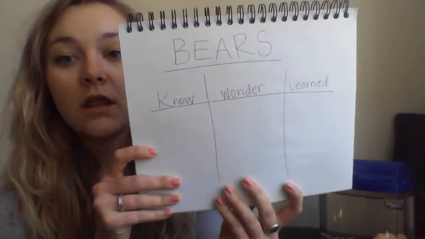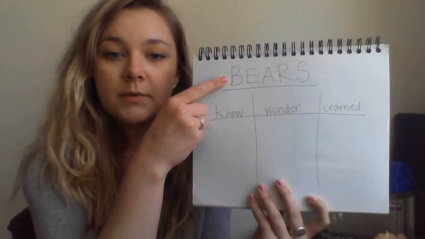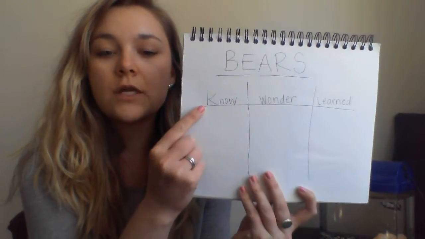But before we read, one thing that we do is we are thinking about what we already know about a topic when we're reading. And some questions that we might have are what we want to know. So today we're going to be focusing on making something called a KWL chart. So a KWL chart a lot of times looks like this. And it says bears because the topic is bears. We're learning about bears. K stands for know.